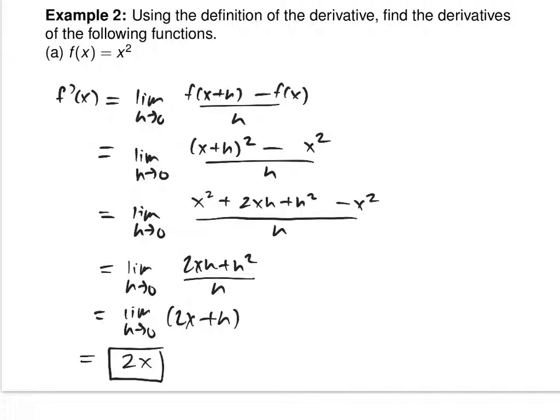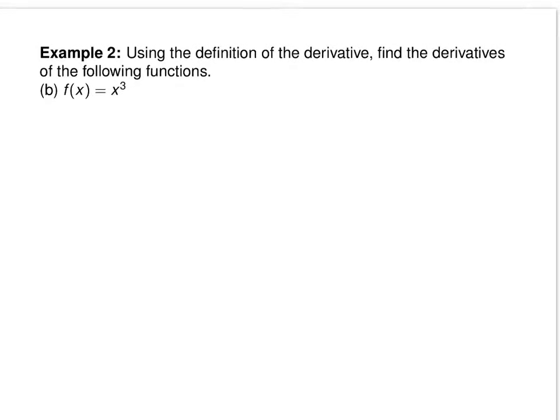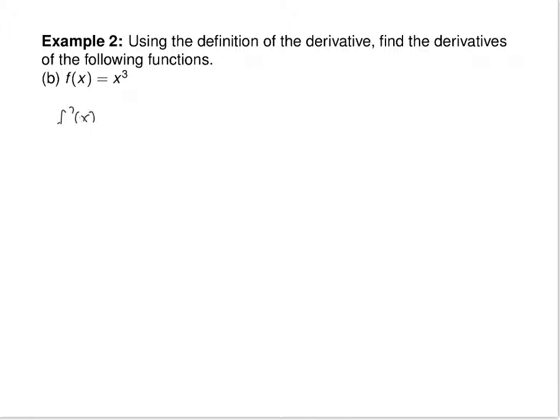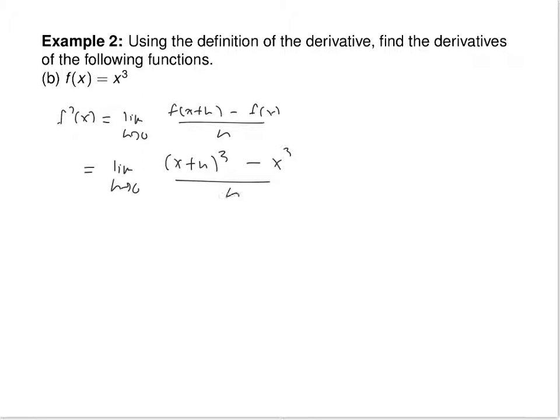Okay, so there's one. Usually you have to work out more than one to get an idea of what a pattern is. The next one's x cubed. So I will give you a hint and tell you what x plus h cubed is because I know how to do it really fast. So for this one, it's the same definition, right? Limit h goes to 0, f of x plus h minus f of x all over h. So that's x plus h cubed minus x cubed over h.